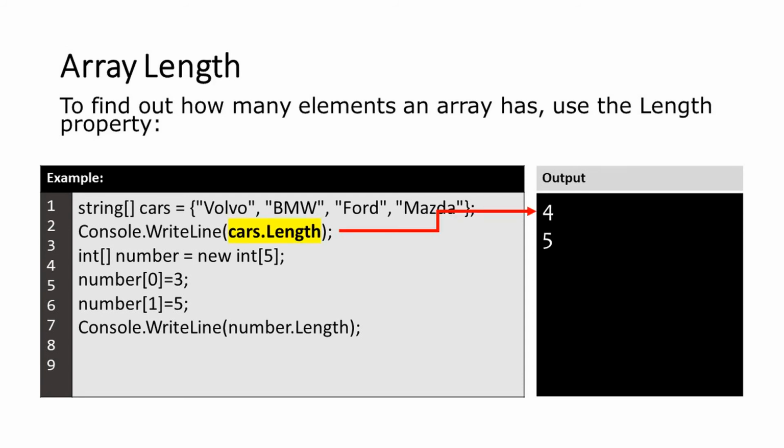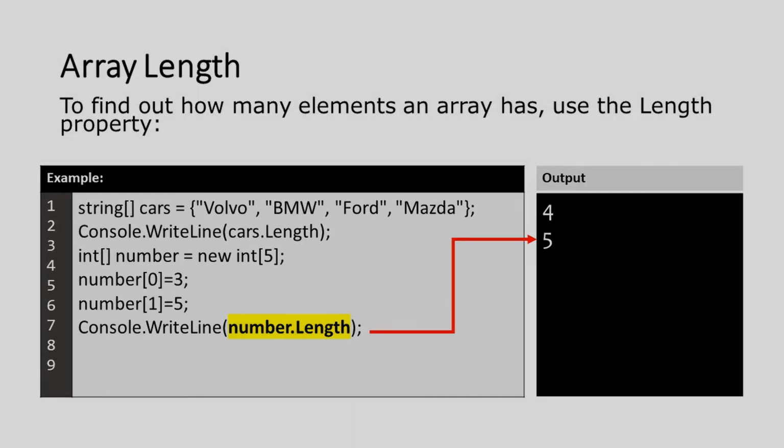To find out how many elements an array has, use the length property. In this example, the length of the cars array is 4 because it has 4 elements. Then the length of the number array is 5 because that is what we assigned to it, regardless if we initialized its elements or not.